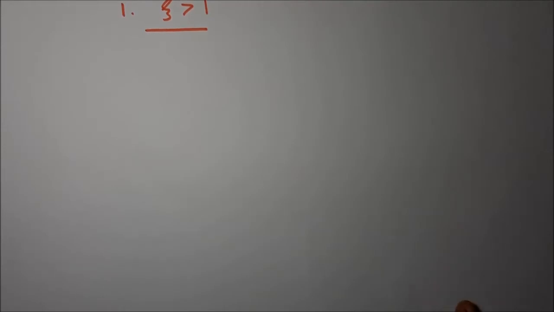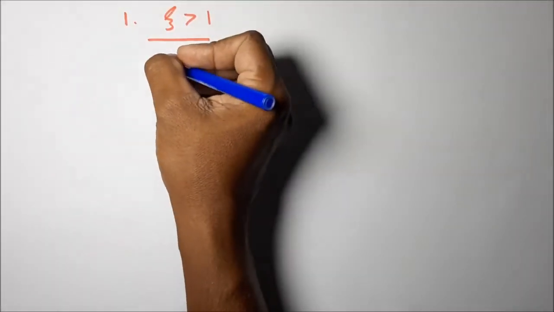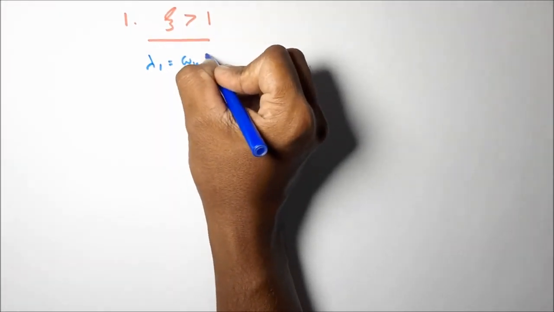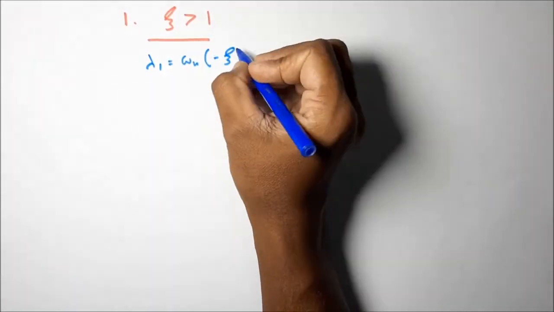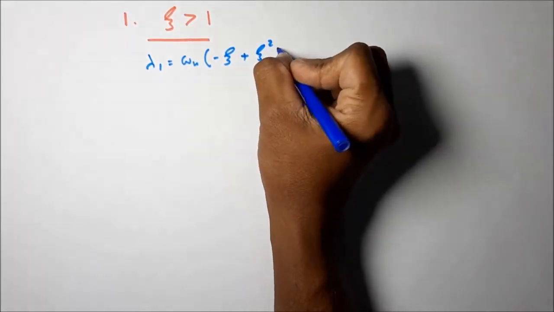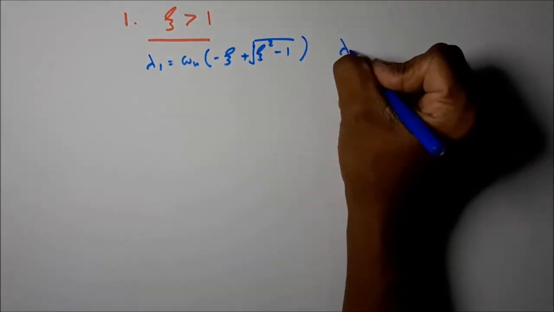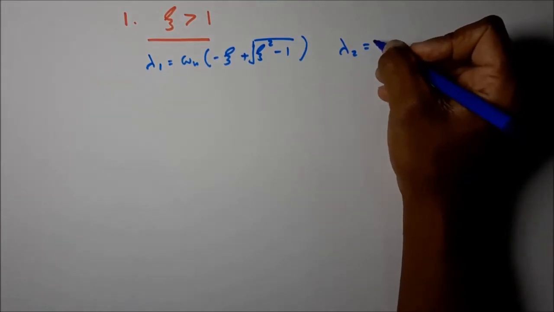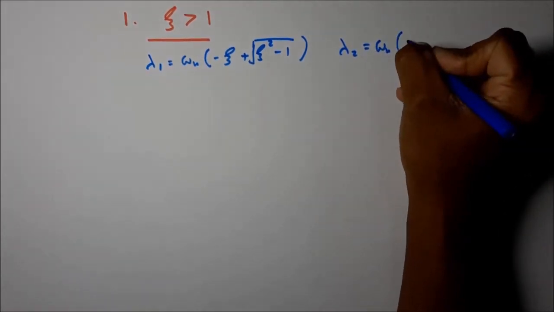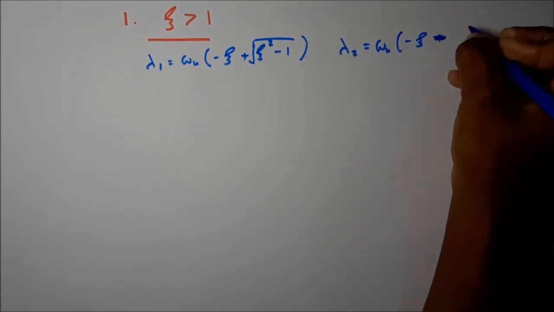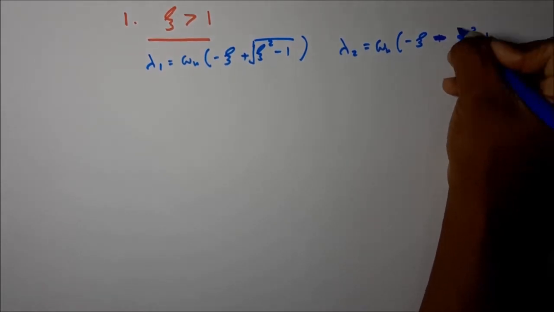What are the two distinct real roots? Lambda 1 is equal to omega n times minus theta plus the square root of theta square minus 1. Lambda 2 is equal to omega n times minus theta, sorry, this is minus the square root of theta square minus 1.